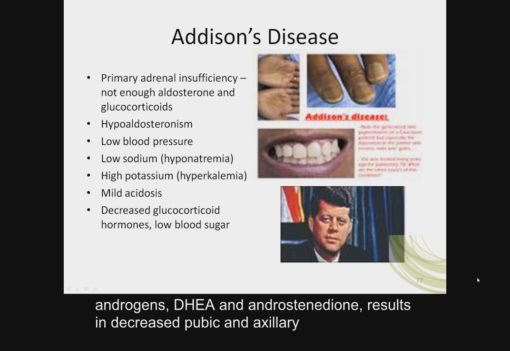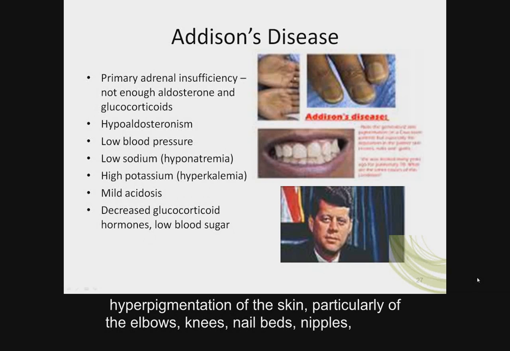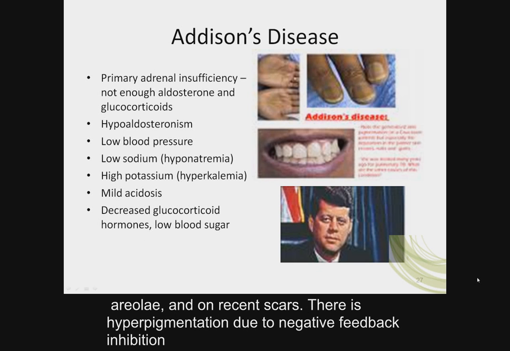In women, the loss of the adrenal androgens, DHEA, and androstenedione results in decreased pubic and axillary hair and decreased libido. Addison's disease also is characterized by hyperpigmentation of the skin, particularly of the elbows, knees, nail beds, nipples, areolae, and on recent scars. There is hyperpigmentation due to negative feedback inhibition failure of the glucocorticoids, and thus ACTH synthesis and release is elevated.